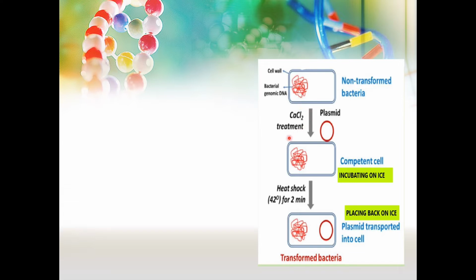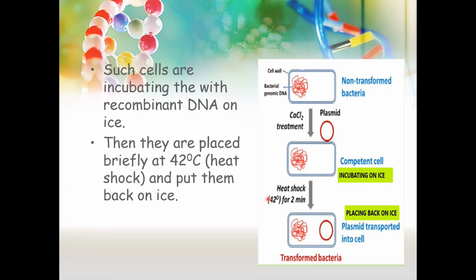To this solution, we add the recombinant plasmid and we incubate this solution on ice. Later, the solution is transferred to 42 degrees Celsius for 2 minutes. This is a brief period of heat shock and again we place them back on ice. So the competent cells take up the plasmid present in their surrounding and thus they get transformed. So this is one method, that is chemical method of transformation of host cell.